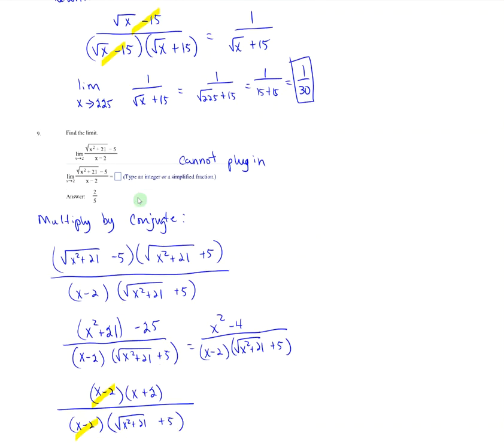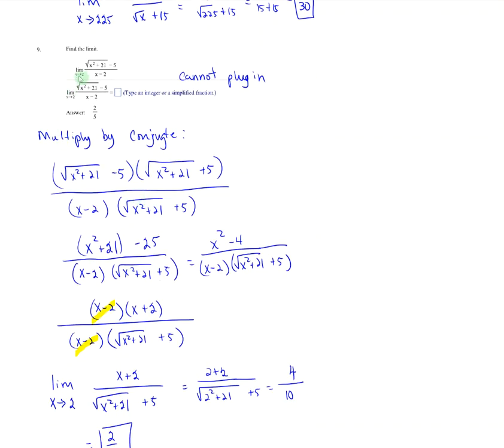Number 9, can we plug in the limit as x approaches 2? On the denominator, we cannot put 2 in there because we would get 0. So now we're going to use that conjugate idea. We're going to multiply both top and bottom by the conjugate of this numerator.